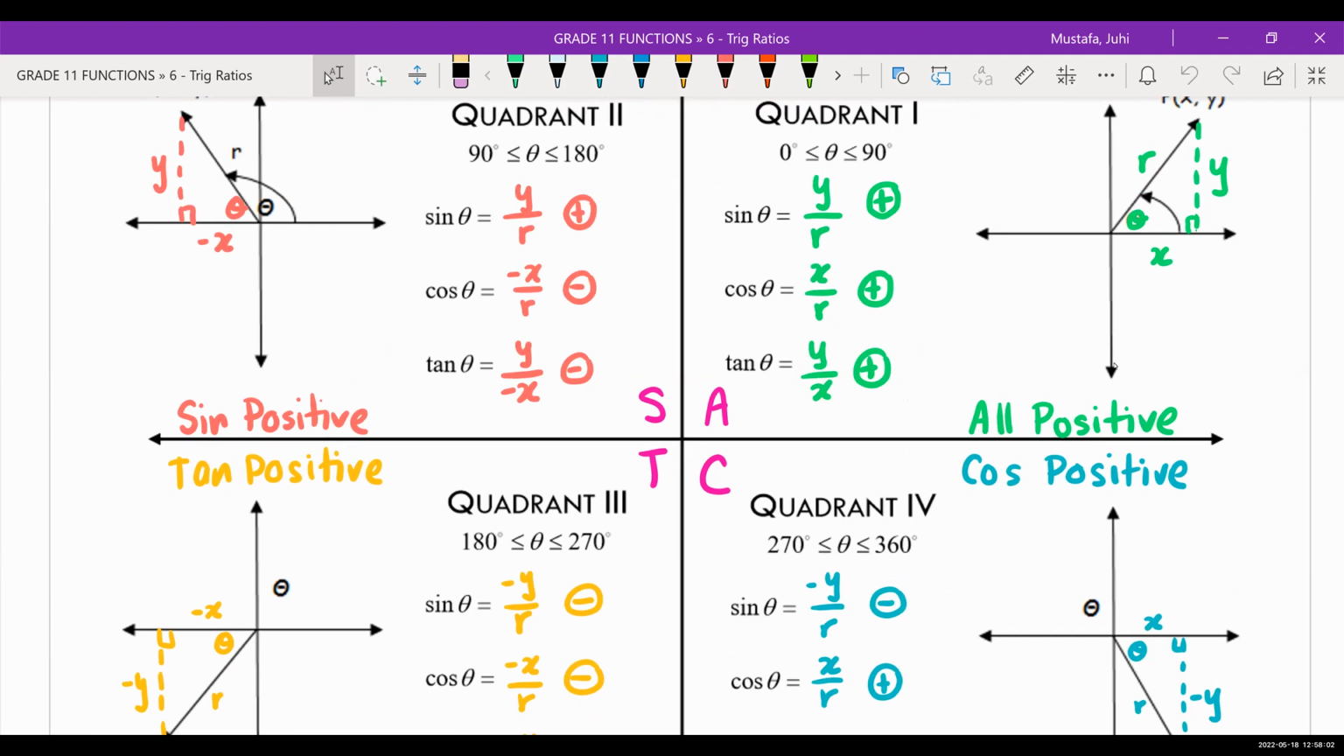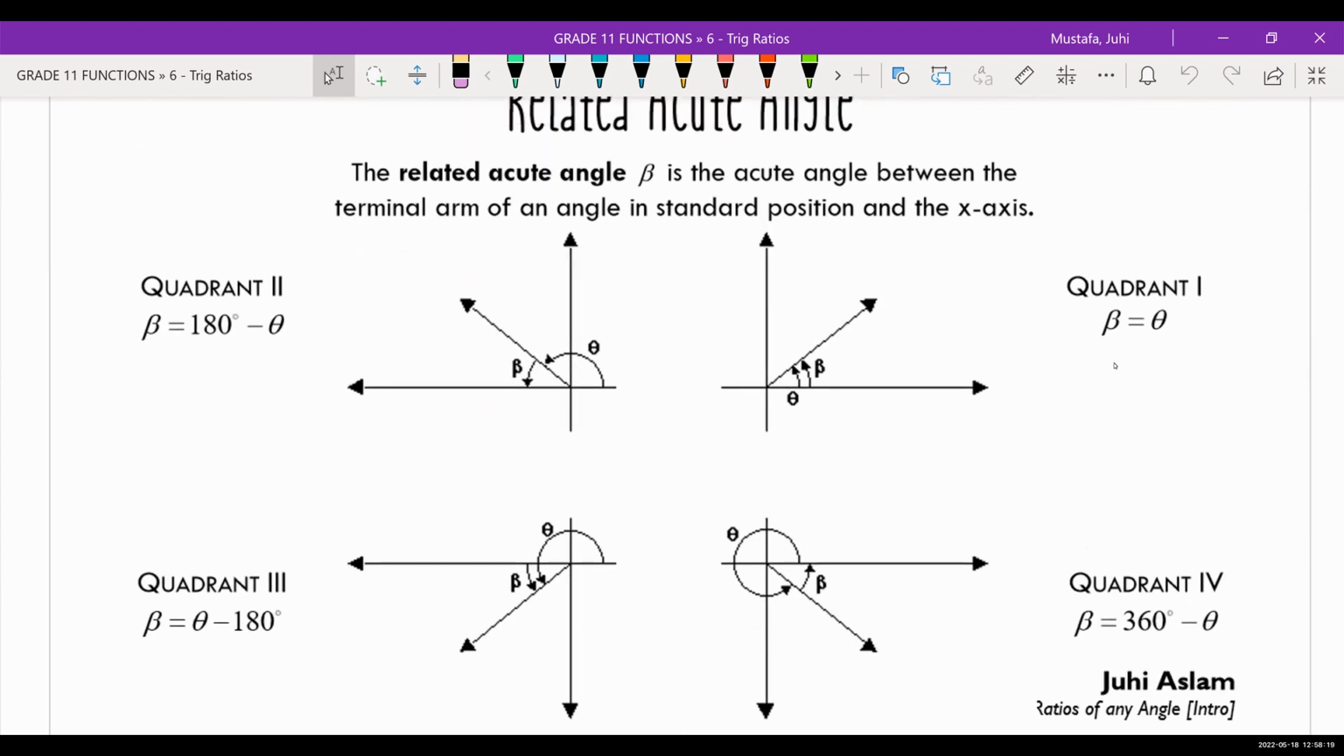In yesterday's class, we learned something called CAST. And CAST is just a way for you to see which one of the ratios is going to be positive in which quadrant. So C means cosine's positive, A means everything's positive, S means sine is positive, and T means tan is positive. And then we also learned something about the related acute angle. So the concept behind that is if I give you an angle greater than 90 degrees, we can't do any calculations with that. So we will take our obtuse angle and we will find another angle related to it that is less than 90 degrees, also known as acute, and we'll use that to do our calculations.